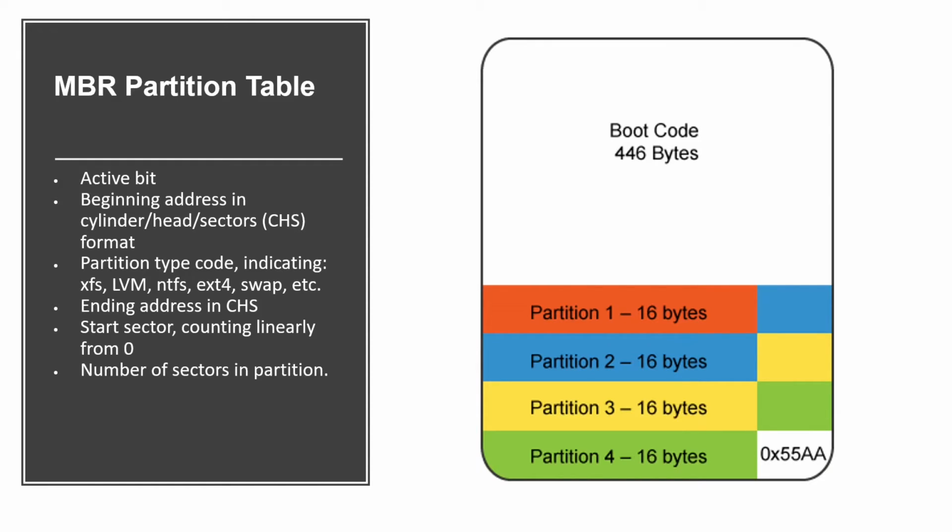The information for each is: active bit, beginning address in cylinder head sectors CHS format, partition type code indicating XFS, LVM, NTFS, ext4, swap, etc., ending address in CHS, start sector, counting linearly from 0, and number of sectors in partition. Linux only uses the last two fields for addressing using the linear block addressing LBA method, right?